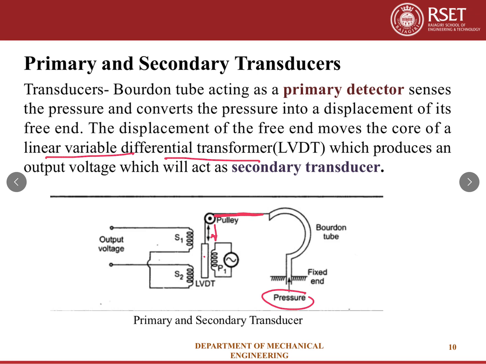So the core of the LVDT will move up or down. When it moves up or down, the induced EMF in the secondary coil will vary based on its movement. That will give an output voltage. So the output of this LVDT is an electrical signal. That is an electrical output, so this is a secondary transducer. The LVDT is the secondary transducer, and the Bourdon tube is the primary transducer.